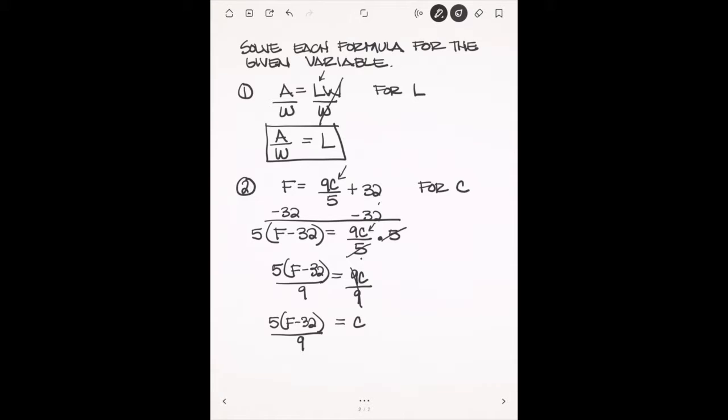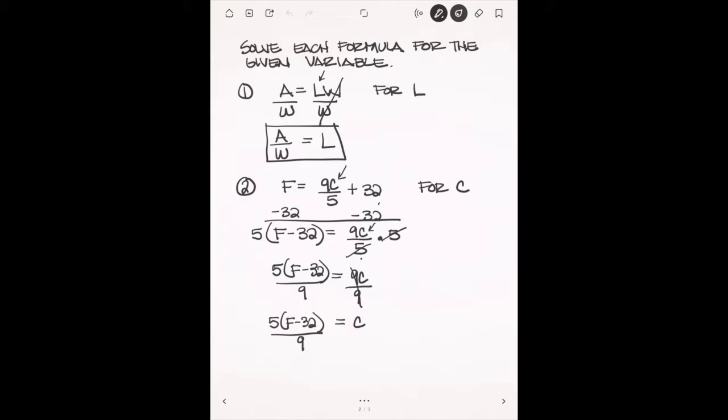So if I knew what the degrees Fahrenheit was, then I could plug that number in here, subtract 32, multiply by 5, and divide by 9, and I would have my degrees in Celsius. So now this formula I could use if I knew Fahrenheit. I could plug it in to find Celsius. Where this formula was, if I knew Celsius, I would plug it in to find Fahrenheit. But I got this formula by solving for C from this formula.